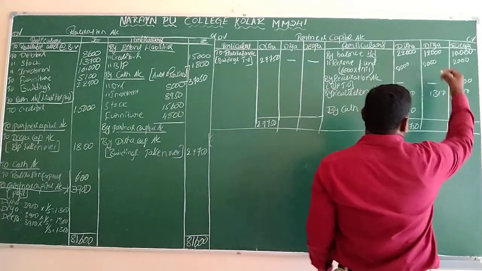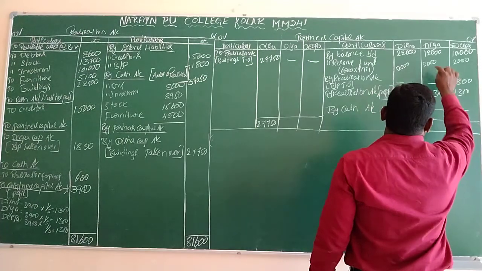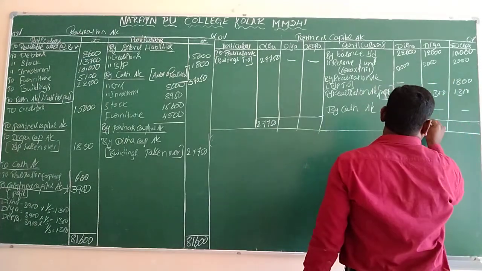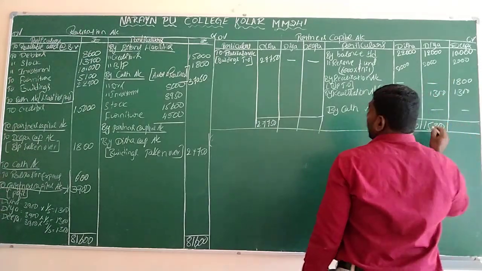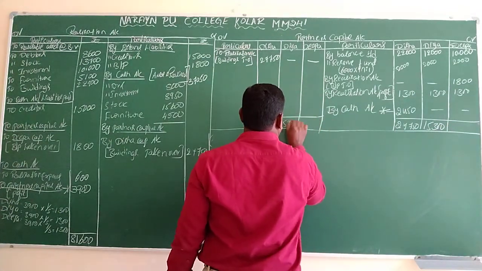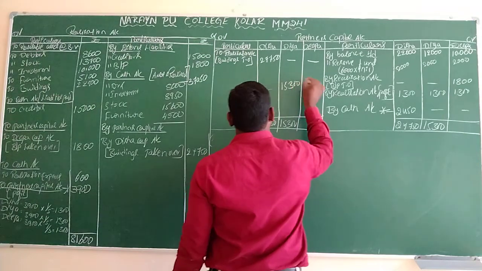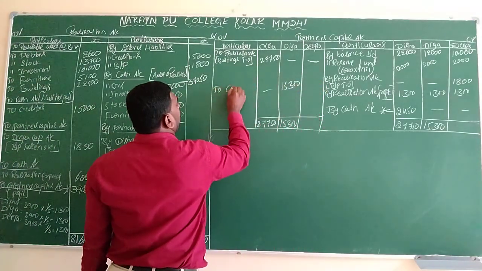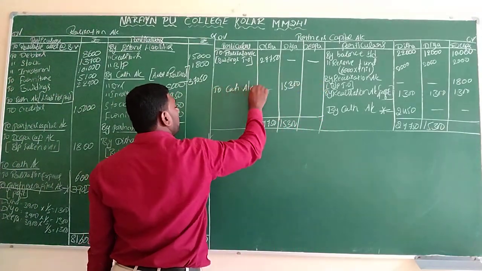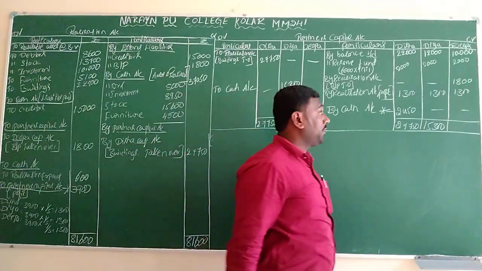So then come to the second partner's total. 12 plus 2 is 14, 14 plus 1 is 15,300. So here also 15,300. There is no difference, which means we will write here the same 15,300 and we will transfer it only to the cash account. Let's come to the total of Deepak.